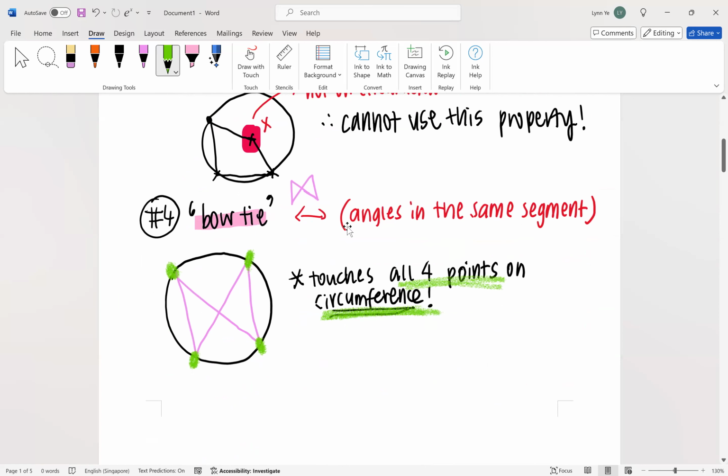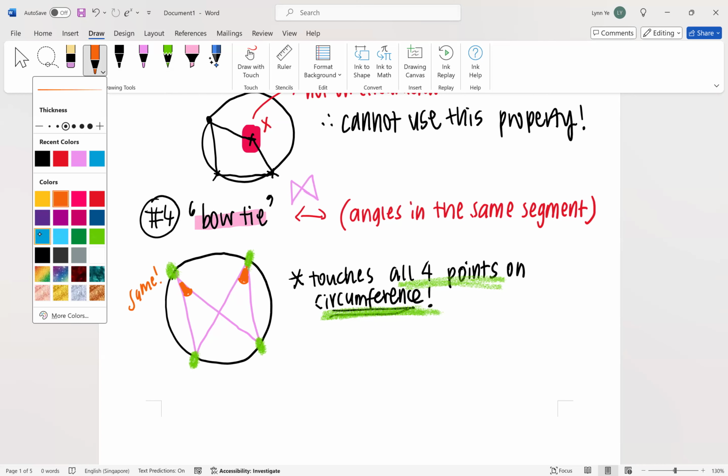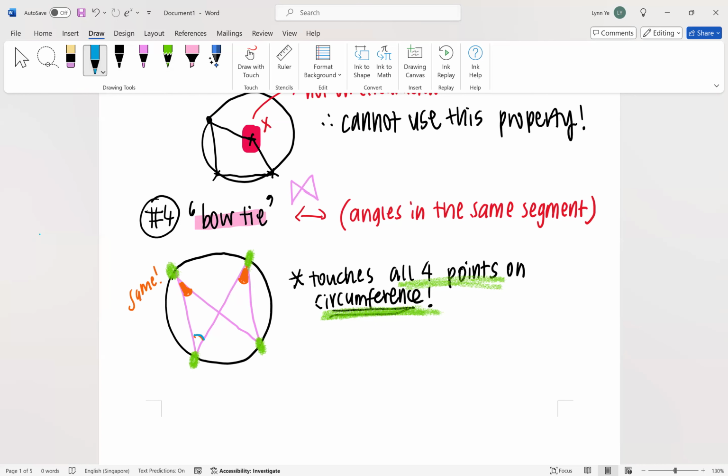Understand? So in this bow tie technique, whenever you use it, the reason you need to give is called angles in the same segment. So what do you mean by angles in the same segment? Segment, okay, that means that this angle right here and this angle here will be the same. Okay? And after that, we'll change color. I'll change to blue. This angle right here and this angle right here will be the same.